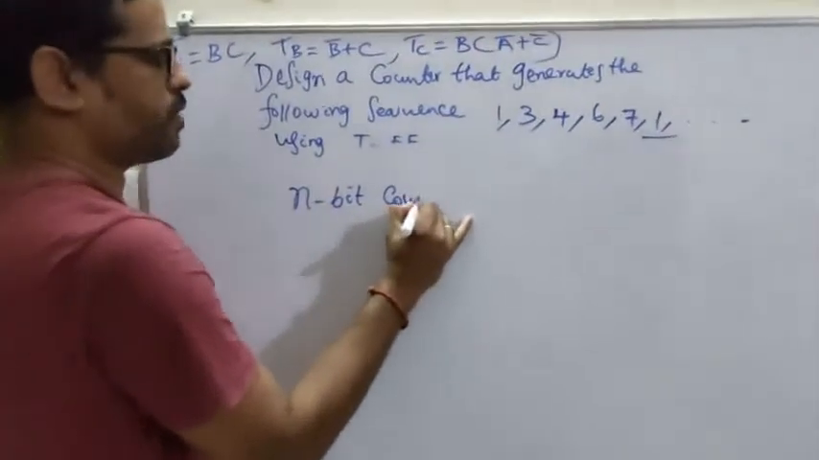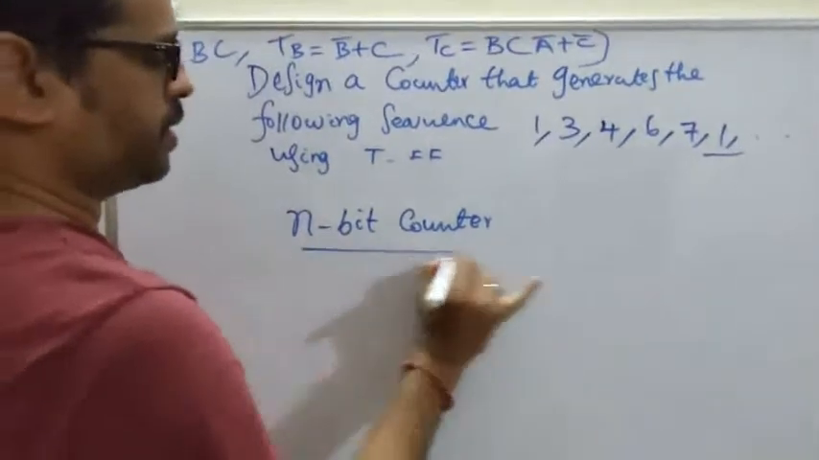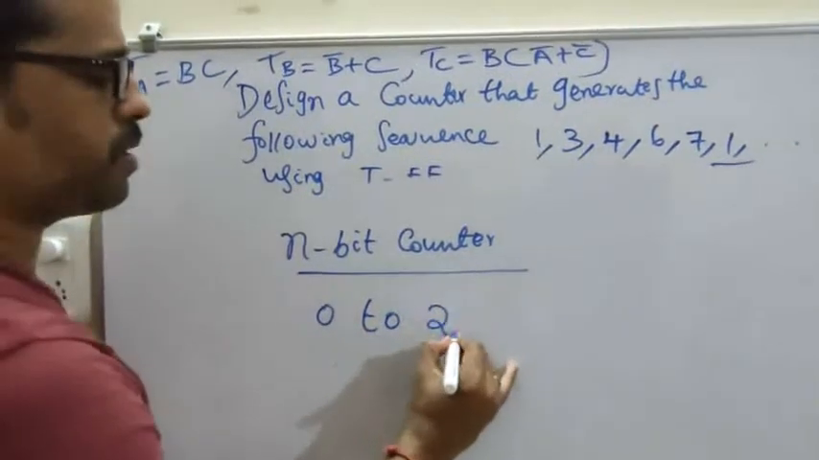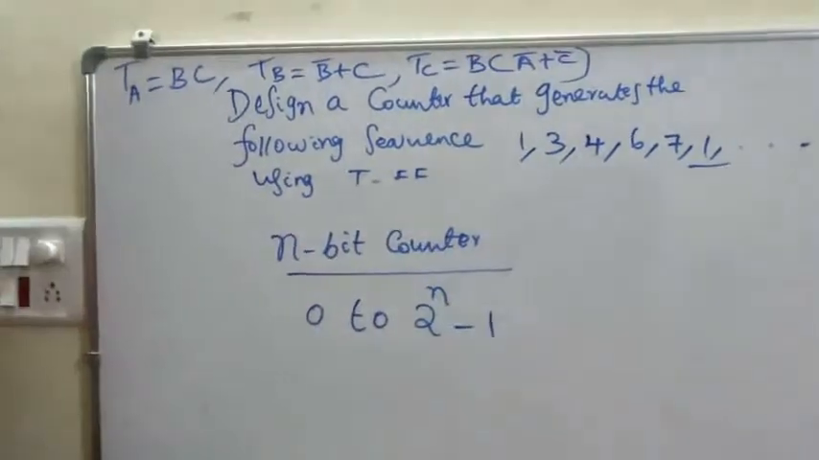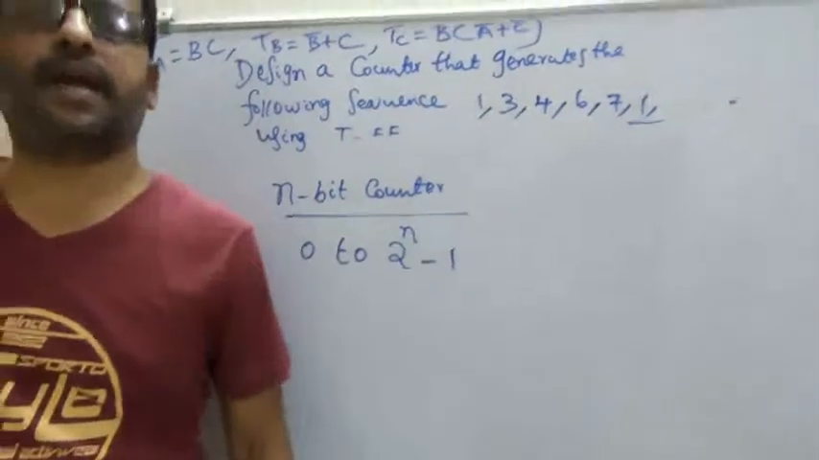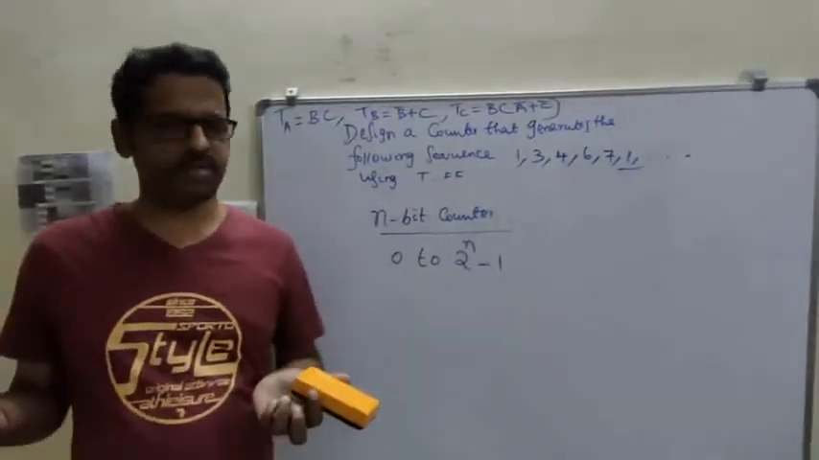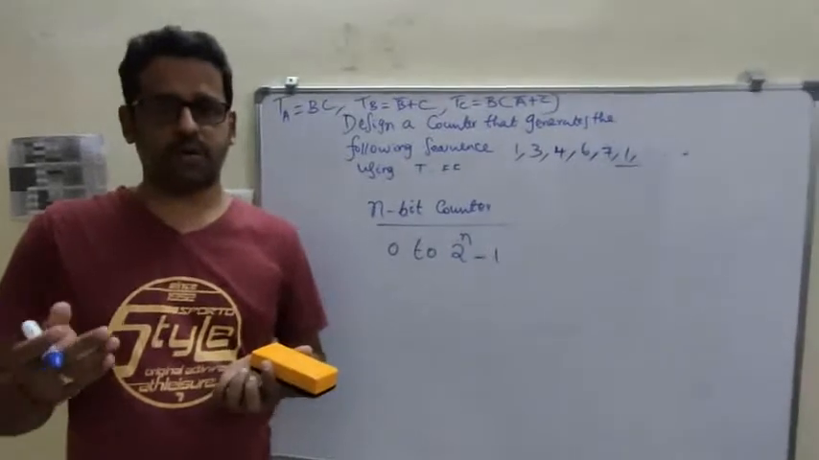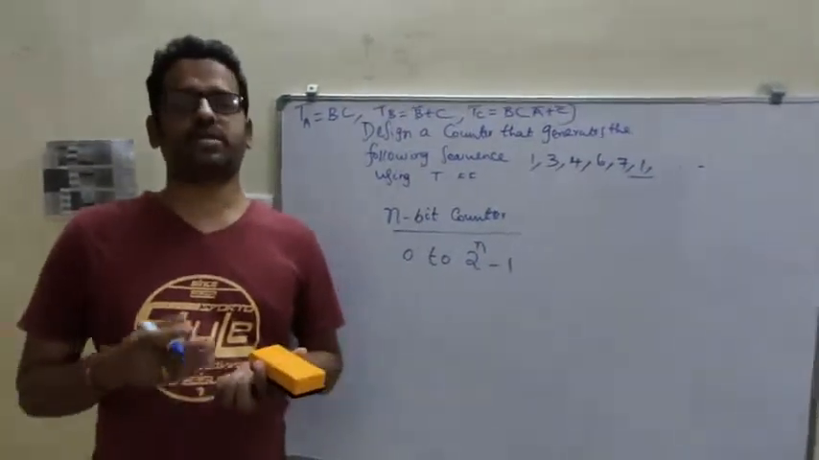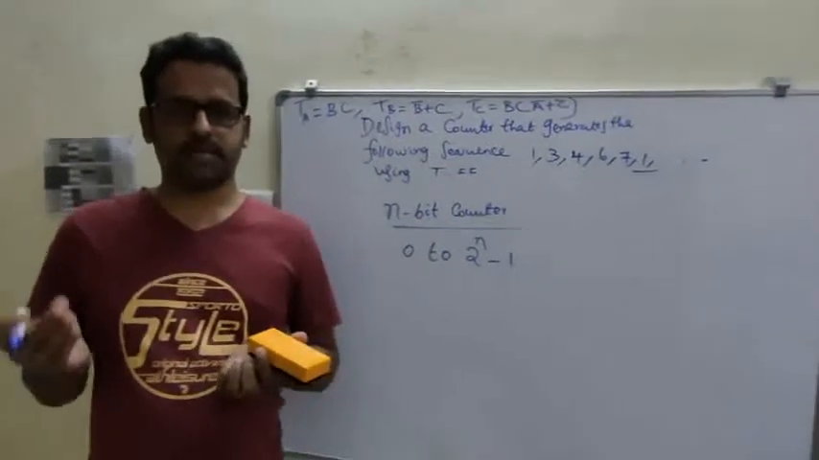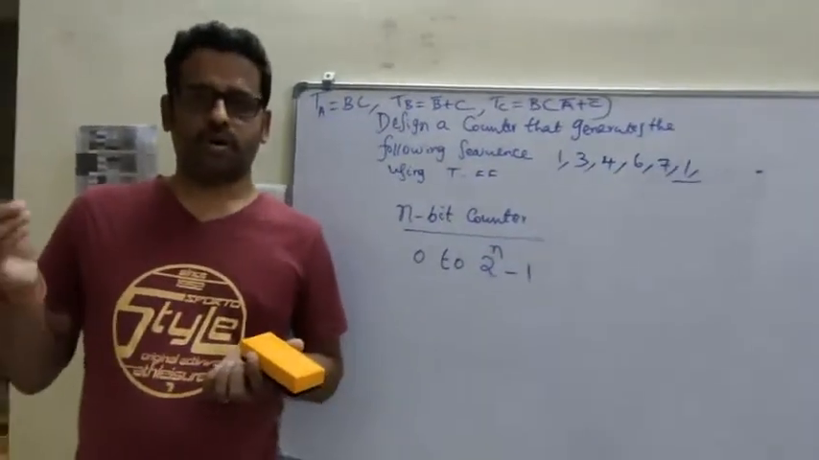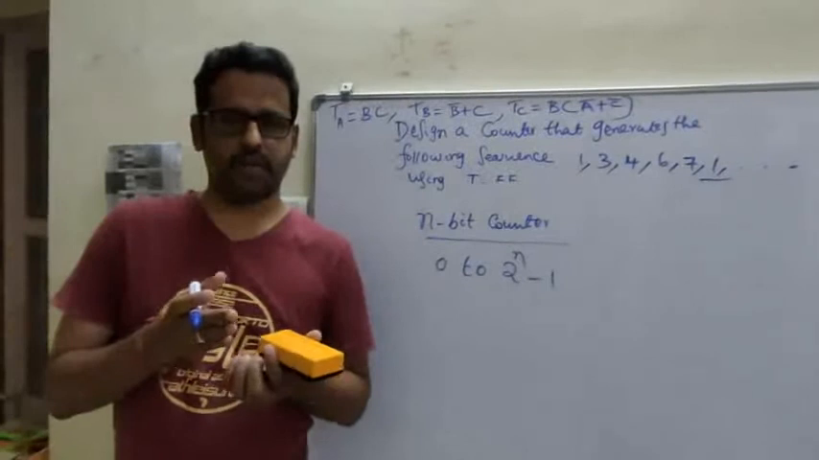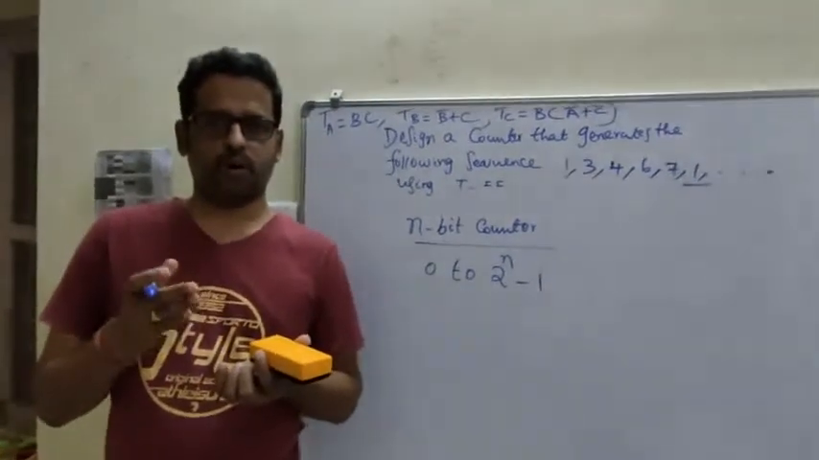Okay, n-bit counter, what does it mean? An n-bit counter will generate the values from 0 to 2 power n minus 1. For example, if you are asked to design a 3-bit counter, what is the sequence? Simple. It is going to generate the values from 0 to 7, starting from 000 to 111. If you are asked to generate a 4-bit counter, it is nothing but 0000 to 1111. 4-bit means a 4-bit value, starting from 0000 to 1111.